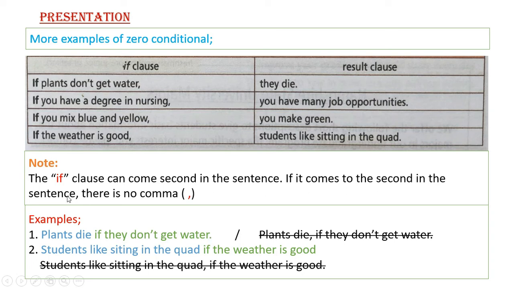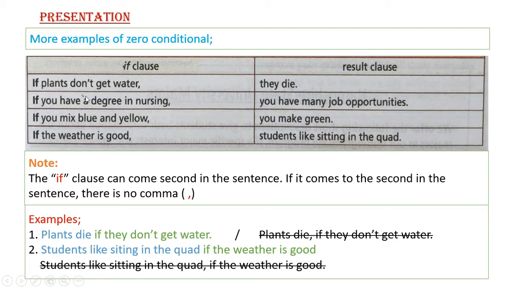Okay. At the moment I said if you want to make the zero conditional, you always start with if. However, there is one more way that you can make the zero conditional, by not putting if at the beginning. It means that you can put it in the second clause. As an example here, it says, plants die if they don't get water.